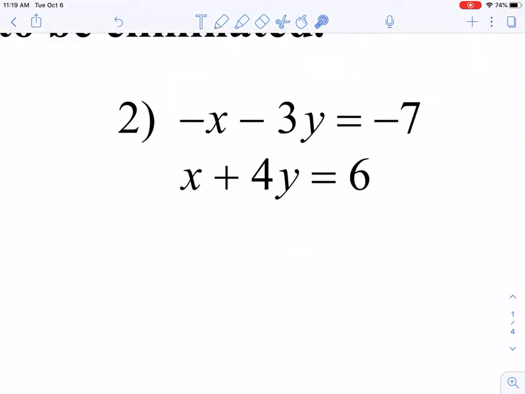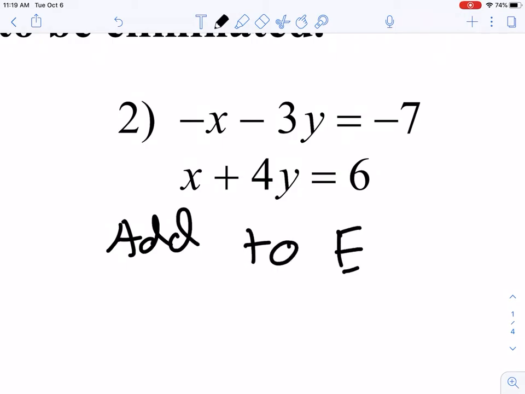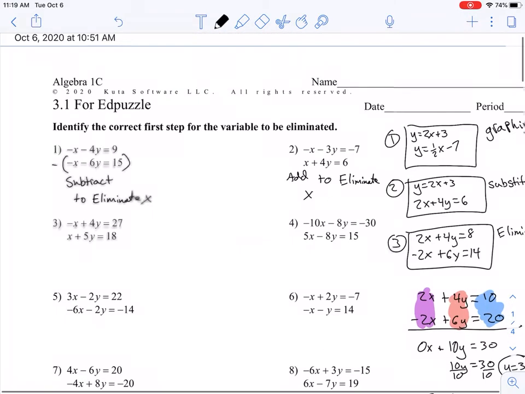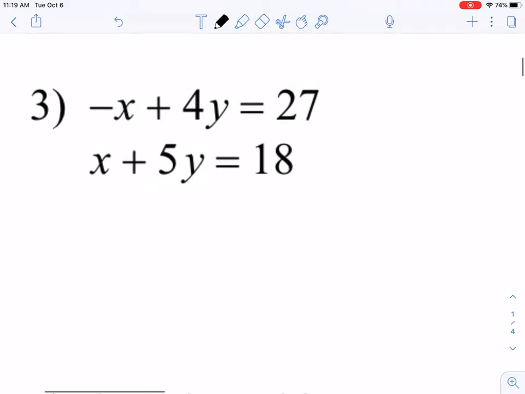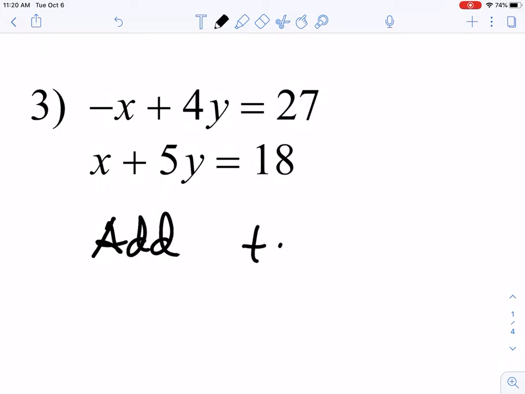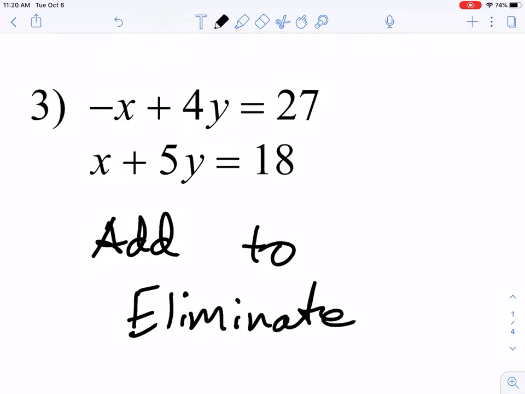For this one, our x's would cancel out, and we just add equations together. So we would add to eliminate x. I'm just going to do these pretty quickly. So I'm looking at which ones have the same number. There we go. So for these ones, I don't need to change the sign. So we would just add our two equations together to eliminate x.